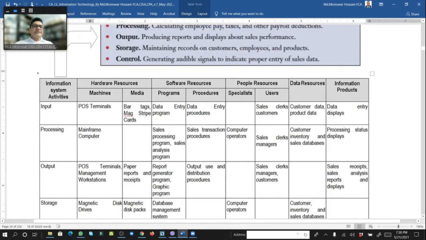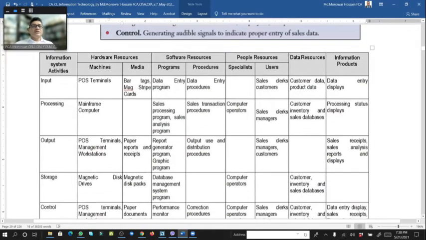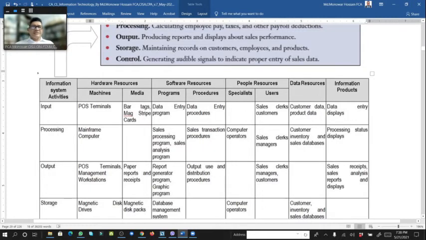The left side is the information system activities, and the header is the information system resources. Let us study one by one, starting with input. For hardware resources, the input is through the payment or point-of-sale terminal. The media is bar tags and magnetic cards, that means we put in our debit card or credit card. Software uses data entry programs for inputting the data, and the procedure is the data entry procedure. The user is the sales clerk or salesman, the people resource. The data resource is customer data and product data that goes to their system, and the information product is data entry display on their monitor. So this is the input activity within all the information system resources.